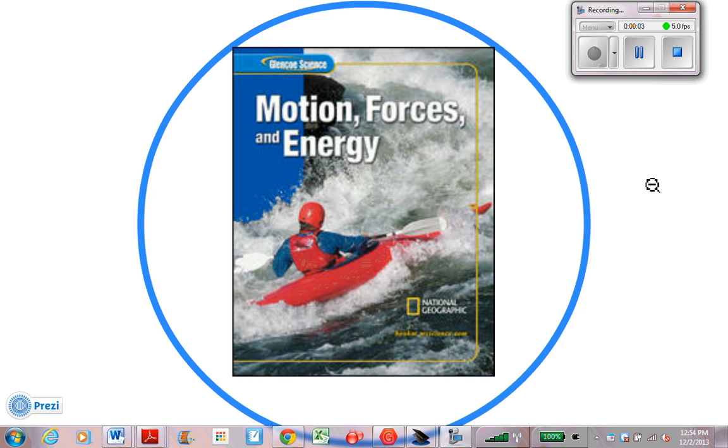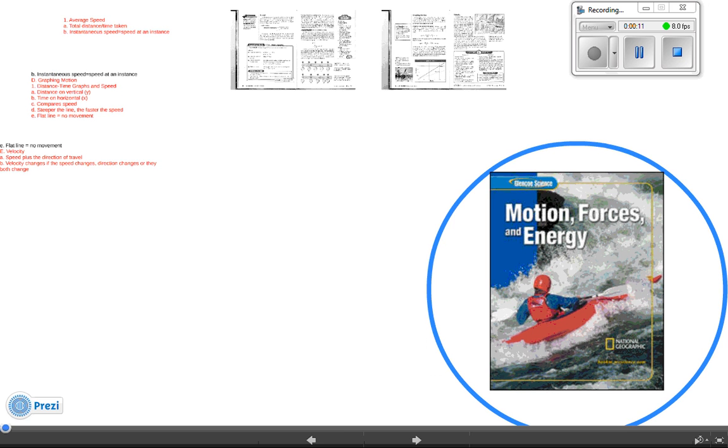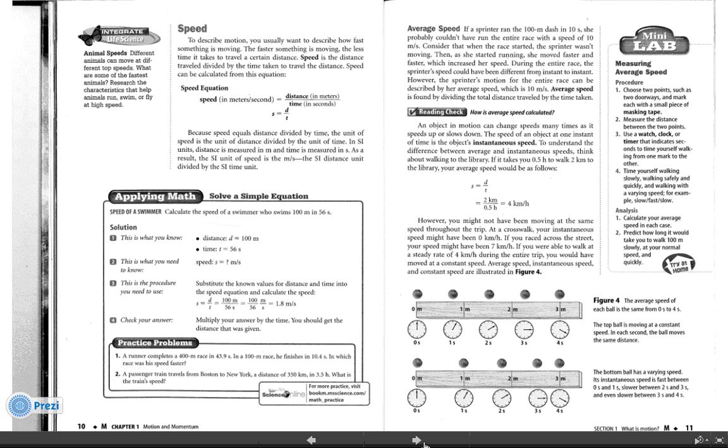All right, here we go. We're back at it. We're going to do the rest of section 1 of motion, forces, and energy. We are going to start on page 11. We did speed, so you're going to continue with where you were at speed. This should be a capital C, is that right?